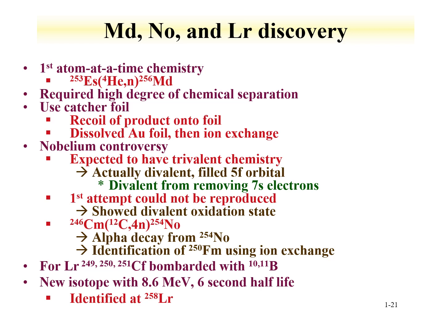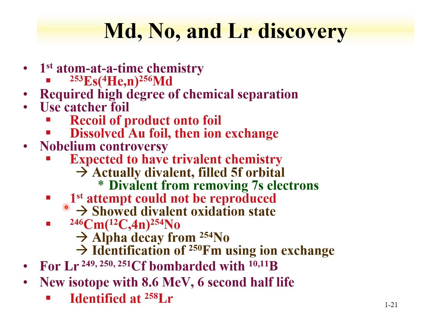It was expected to have trivalent chemistry, but it's actually divalent. If you look at how the electrons are filled, by the time you get up to nobelium, element 102, you have a filled 5f orbital, so 14 5f electrons, and the two 7s electrons are open. One could remove those two 7s electrons relatively easily, giving a divalent oxidation state, but removing an electron from a filled f orbital is difficult. So nobelium had this divalent oxidation state. The first attempt could not be reproduced.